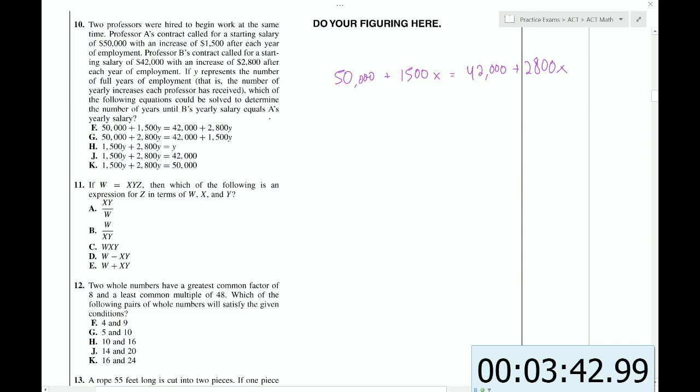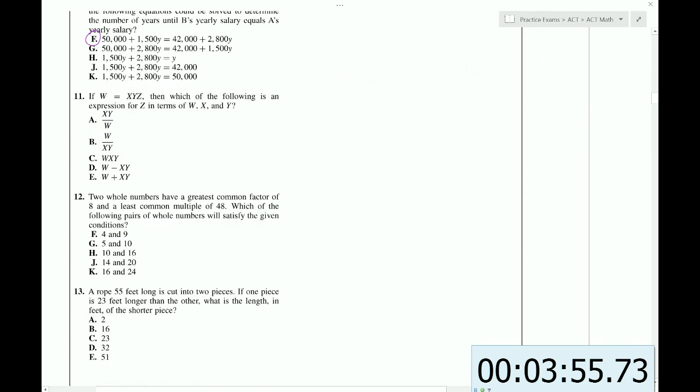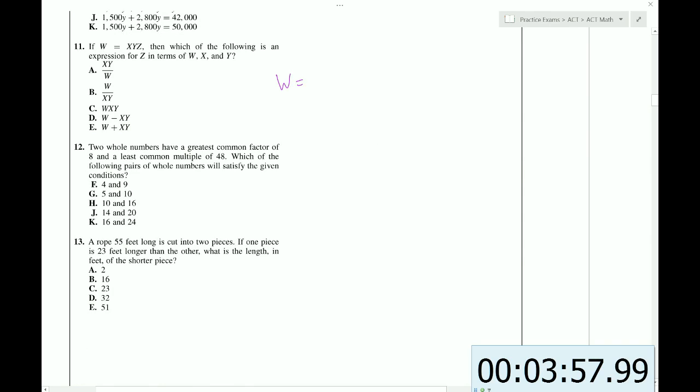So we want to know which of the following could be solved to determine the number of years until B's salary equals A's salary. Well, we just set them equal, right? The only difference is they used Y for years, but it's F. If W equals XYZ, how do you solve for Z? Well, you have to isolate it by dividing by XY, and we get W over XY, okay?